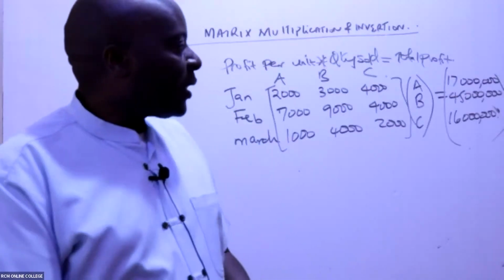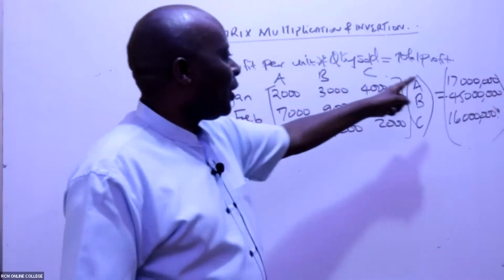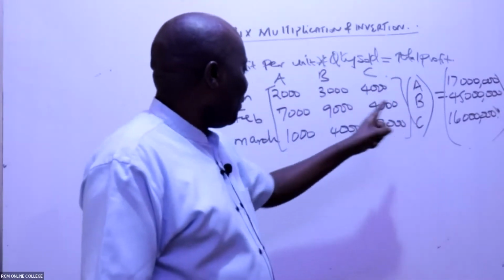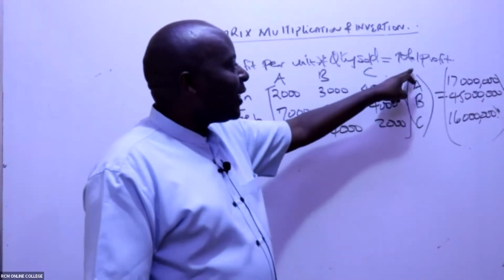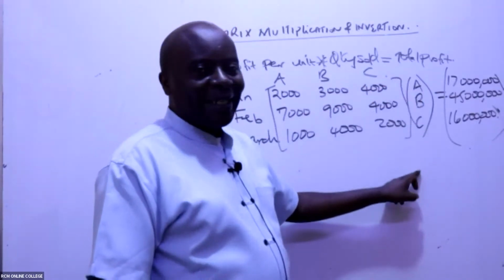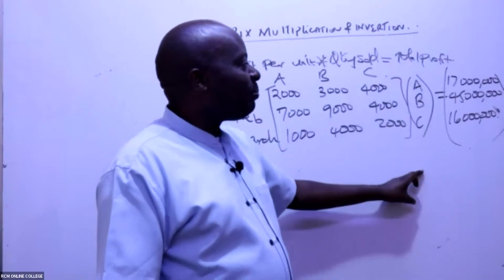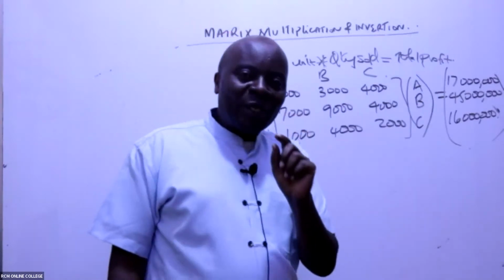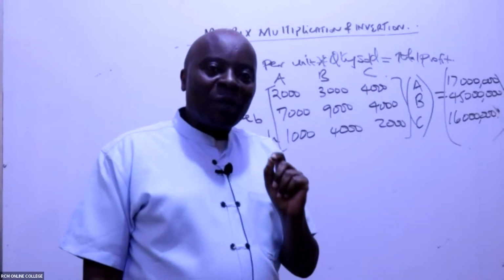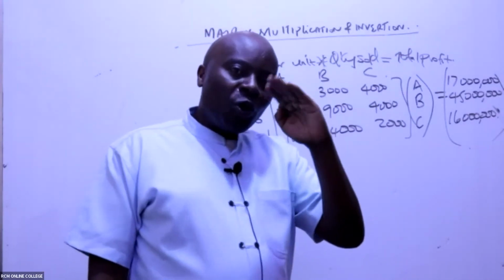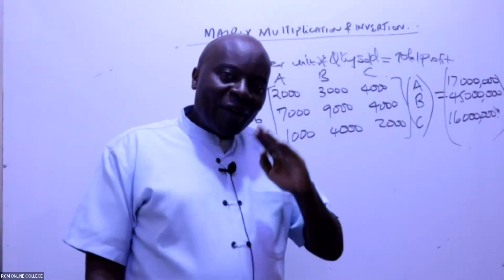So remember, we must write this like January 17 million, February 45 million, March we have 16 million, like that. Why have I written these quantities down in the form of a column? It's because of how matrix multiplication works. What happens with matrix multiplication? We multiply a row with a column.